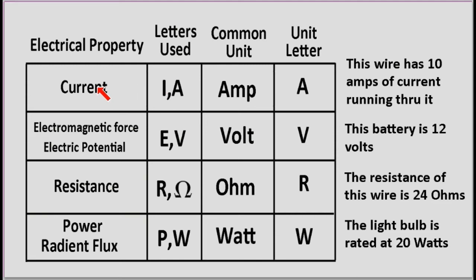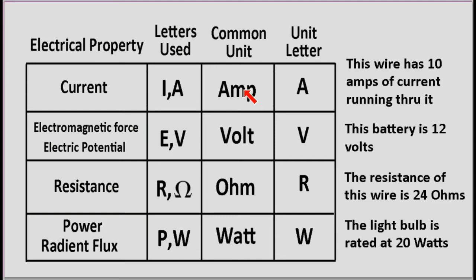But you're familiar with both the term current and the term amp, and it's very common to use both in a sentence. Like you might say, the wire has 10 amps of current running through it. Notice how you're referencing both the electrical property and the unit, which is called amps.